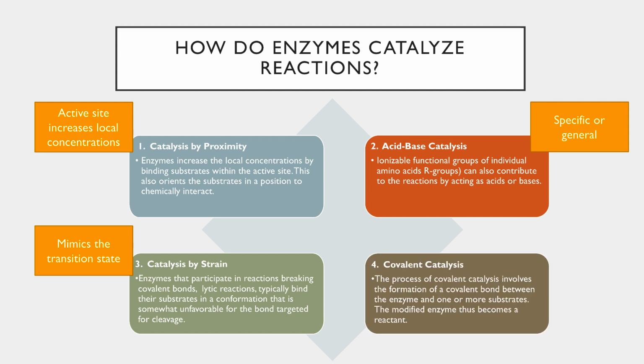Finally, covalent catalysis is the process that involves the formation of a covalent bond between the enzyme and one or more substrates. This introduces a new reaction pathway that requires less activation energy, making it faster. The example of this in your text is the ping-pong catalysis, in which pyridoxal phosphate is used in transamination reactions.